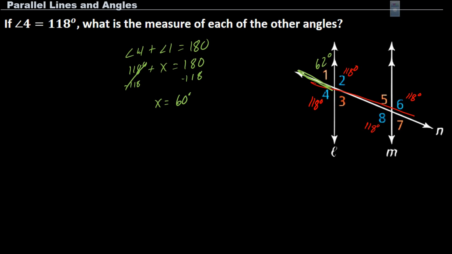Angle 3 is vertical to angle 1, so it is also 62 degrees. Angle 5 is corresponding to angle 1, so it is also 62 degrees. Angle 3 and 5 are alternate interior angles together, and angle 1 and 7 are alternate exterior, so angle 7 is 62 degrees. And that now allows us to say that we have every single angle determined.